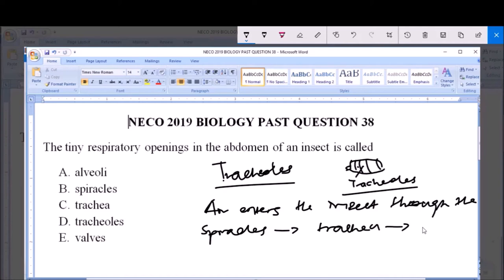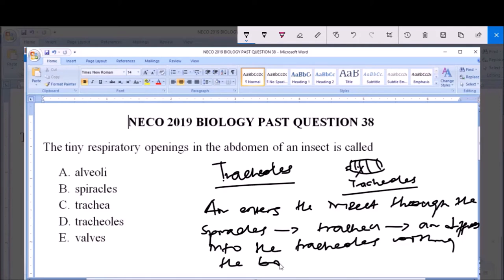Then from the trachea, the air diffuses into the tiny tracheoles within the body cells, that is, within the abdomen. So now, from the tracheoles, the air then goes back into the surrounding. So that is how it operates. So the tiny respiratory openings in the abdomen of an insect are the tracheoles, and that is option D.